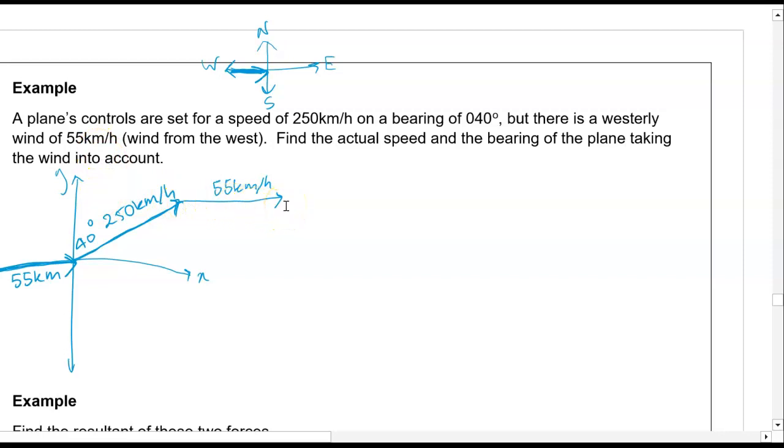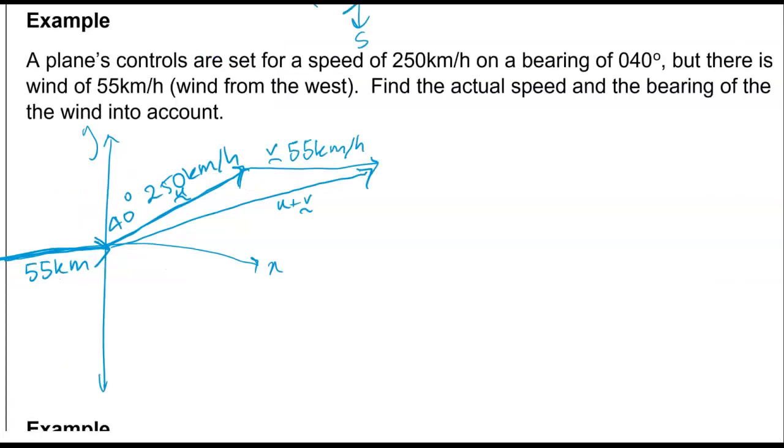You want to find the actual speed and bearing of the plane taking the wind into account. So we basically want the sum of those two vectors. So I want that addition in there. If we call that one u, and we call that one v, we want u plus v. I might try and do this diagram a little bit neater for us on the board in class.